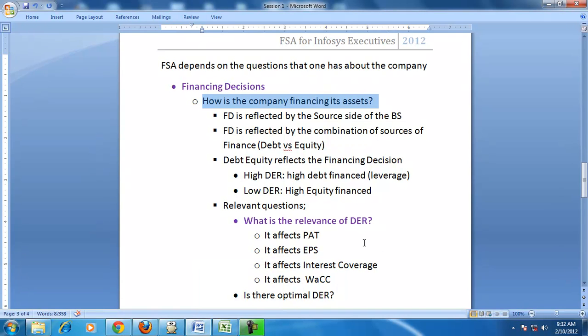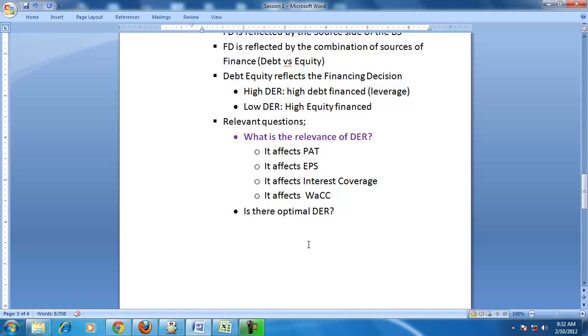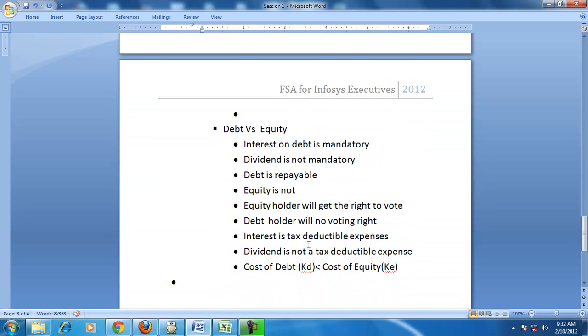We'll take a small example to understand that effect, but while discussing this, a question can come up, which you can keep at the back of your mind: is there anything called an optimal debt equity ratio? We're not answering that question now. Our focus is to understand whether the debt equity ratio is relevant. But to answer that question, let us try to distinguish between debt and equity. How different are debt and equity?